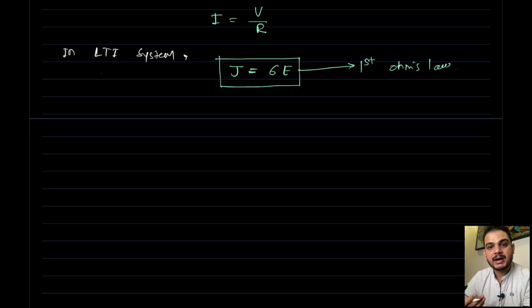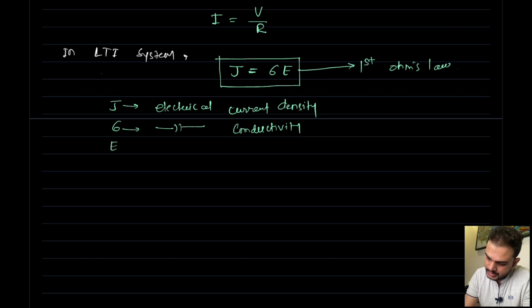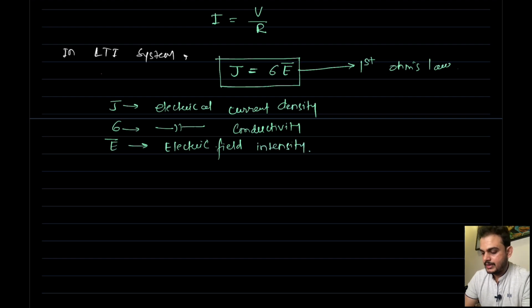J is equal to sigma E, where J is what? Electrical current density. My sigma is electrical conductivity. And my E is what? It is my electric field intensity, or electric field.